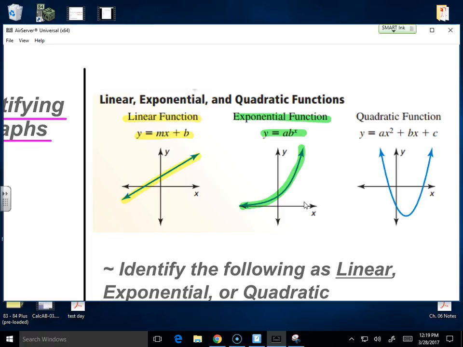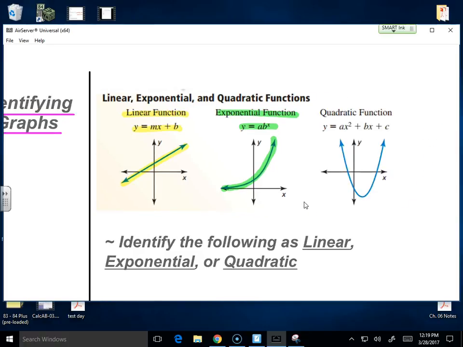Yes. So the difference between quadratic and exponential. Exponential, swoop, there it is, it just swoops up.